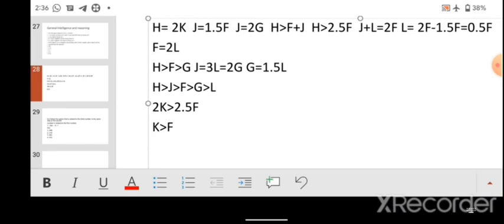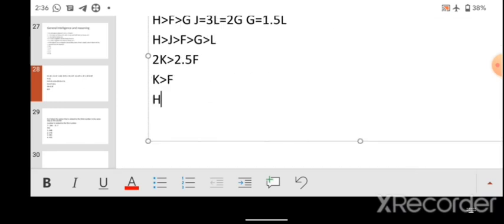Okay, so what will be the correct order of all the sequences? H should be greater than K, which should be greater than J, which should be greater than F, which should be greater than G, which should be greater than L. So the second lightest is G. So G would be the correct answer.